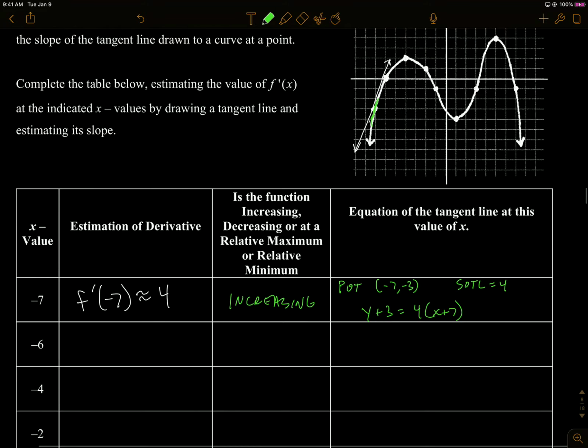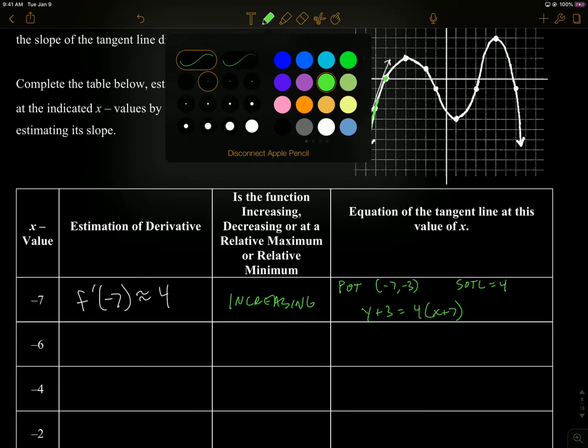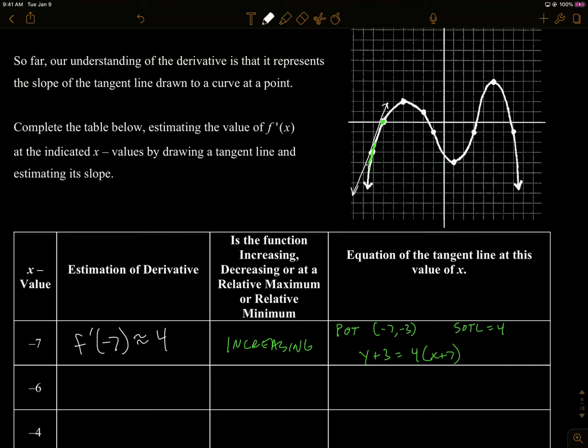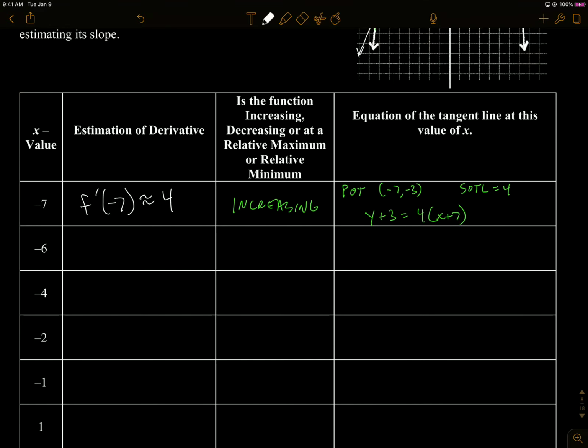All right, now at -6, actually we're going to skip -6 because we're going to find the same thing going on here, again in the interest of time. At -4, we're up here, we draw our tangent line. I'm going to estimate that slope at -4 to be about 0, the slope of that line.